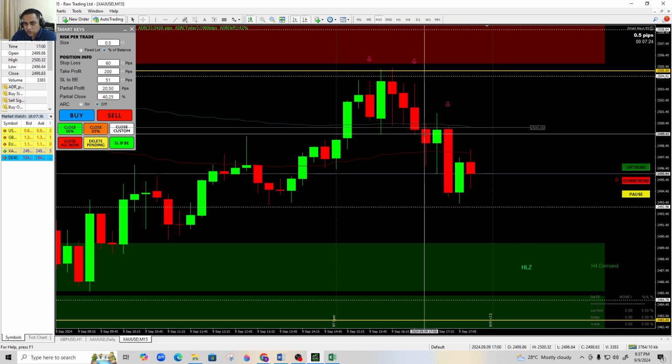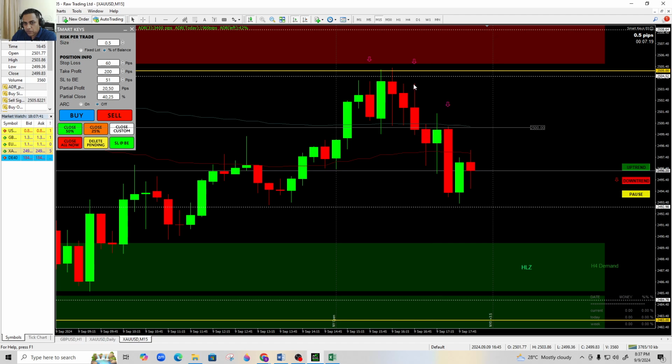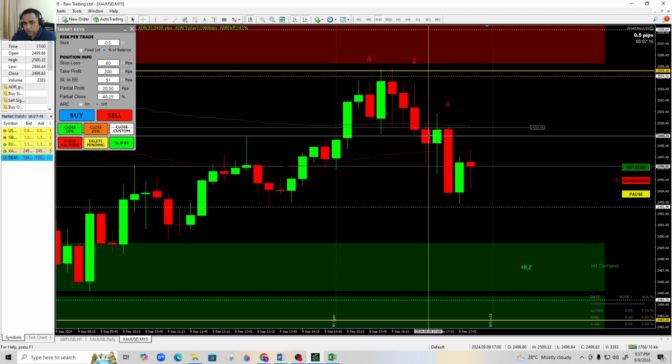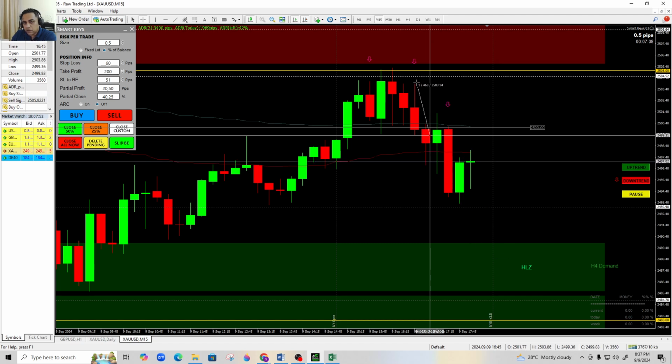You take it as price breaks out. Stop loss goes above the candle, or 2 pips or 3 pips above the candle, whatever spread you're comfortable keeping, and that's your trade. And price could run lower, okay, but that's your trade.